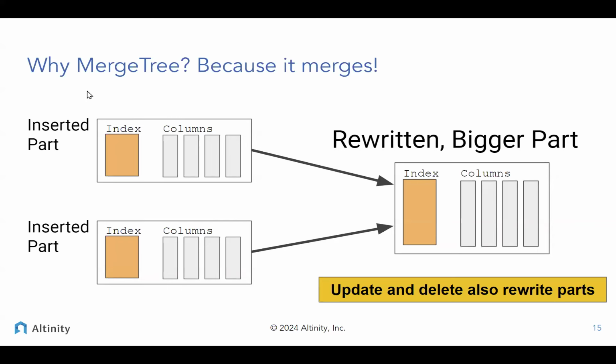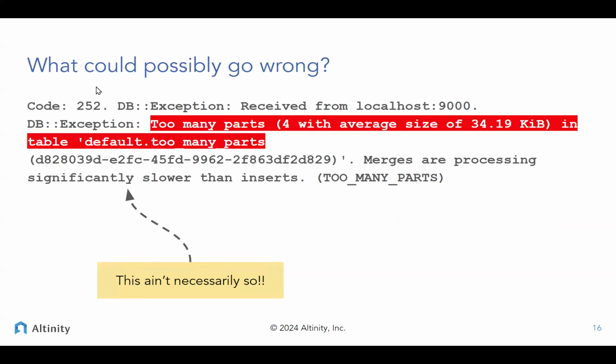Operations like updating and deleting a table will also rewrite these parts. So that's what's going on with parts. And so when we see this message, which is too many parts, typically what will happen is you'll see something like the following, where it just says too many parts, and then it has this kind of mysterious message that says merges are proceeding significantly slower than inserts. And this is the thing that usually grabs people's attention. In this particular case, that's not really what's happening.